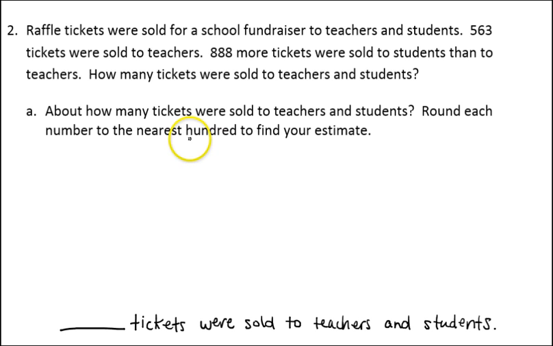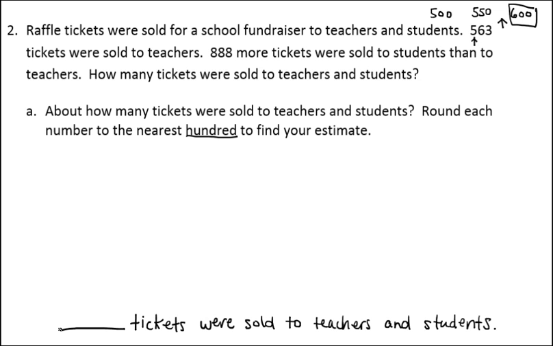Well, this time we're going to round our numbers to the nearest hundred. If I look at the amount sold to teachers, I have 563. Since I have a 5 in my hundreds place, my lower answer choice would be 500. The next group of 100 would be 600. The midpoint is 550, so 563 falls after the midpoint. That would round to 600.